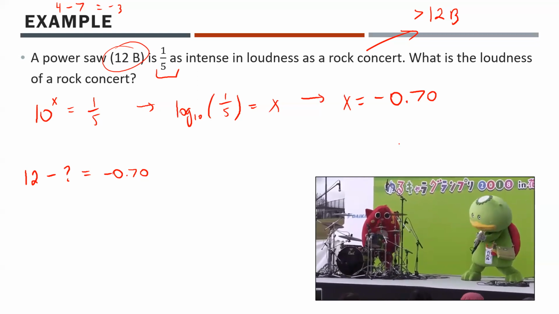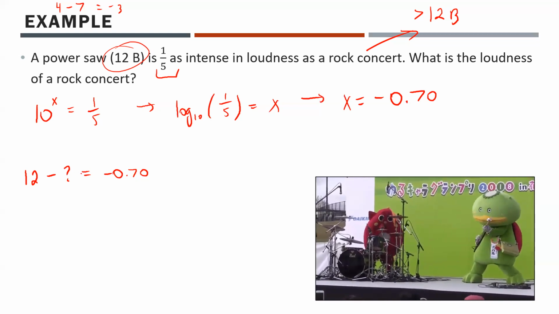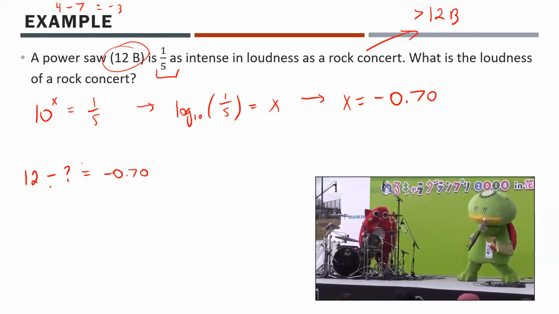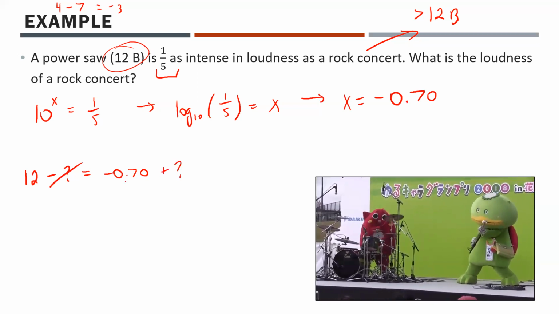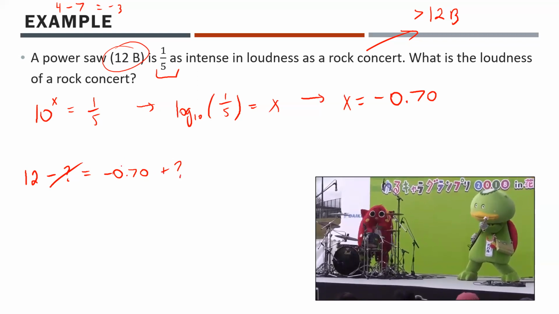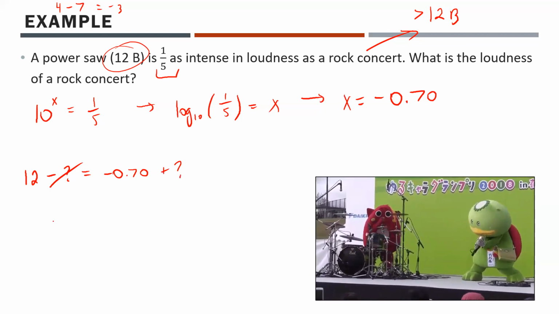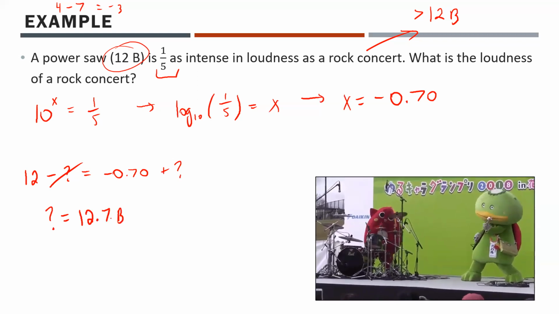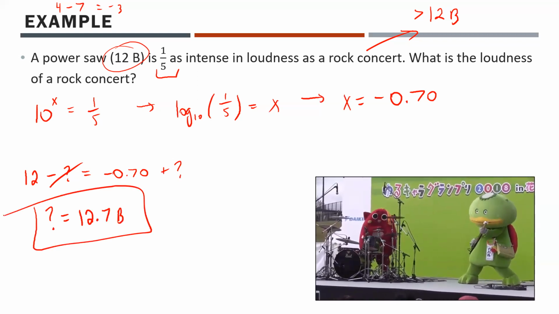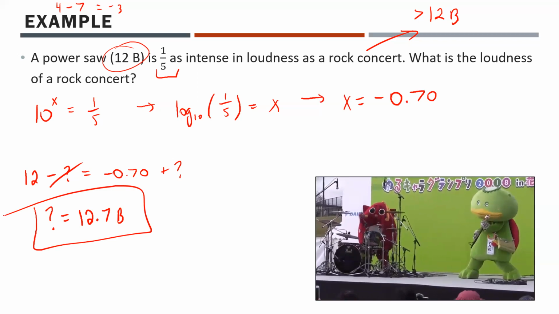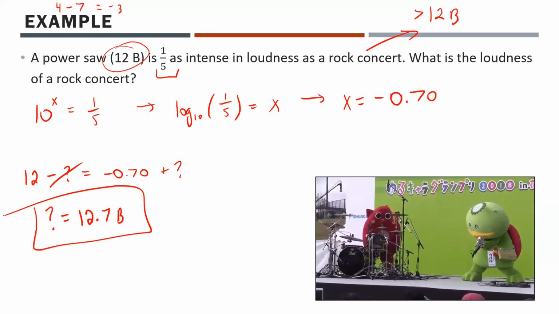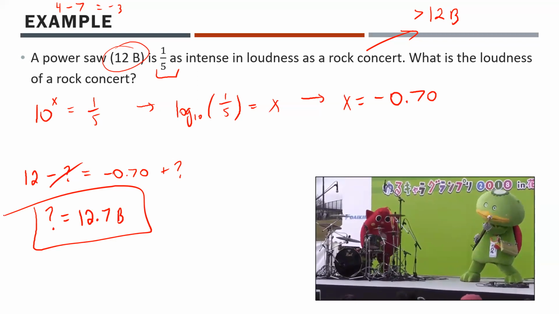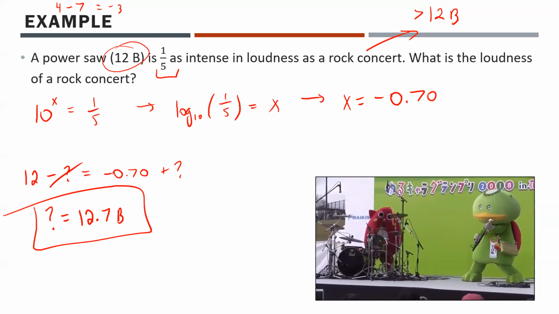Anyway, since we're trying to find the question mark, I think the easiest way to do this would be to add the question mark on both sides. And then to get rid of -0.70, I'd have to add that on both sides. Long story short, you're going to get question mark equals 12.7 bells. That would be the loudness of the rock concert, right? So the rock concert has a higher loudness than the power saw. Not a big surprise, right?